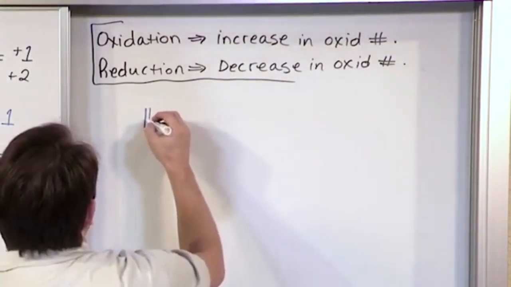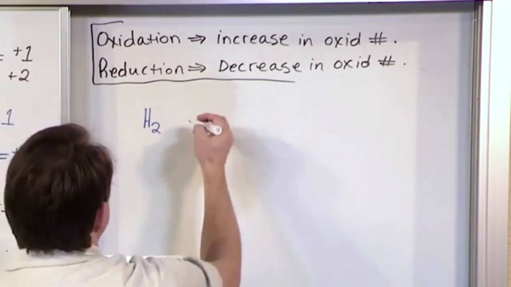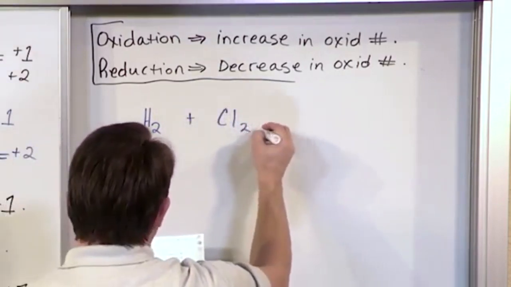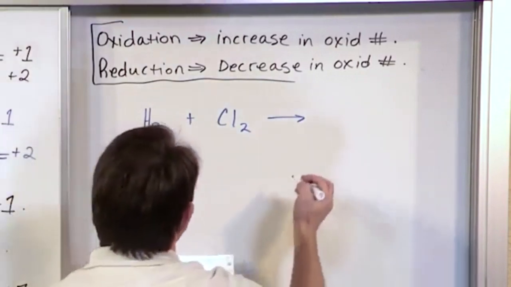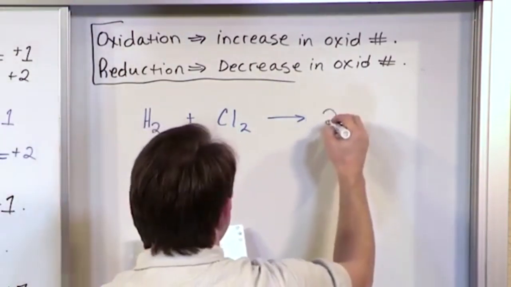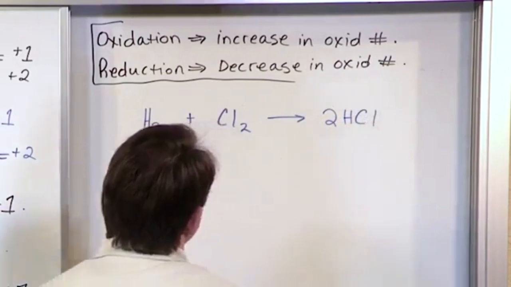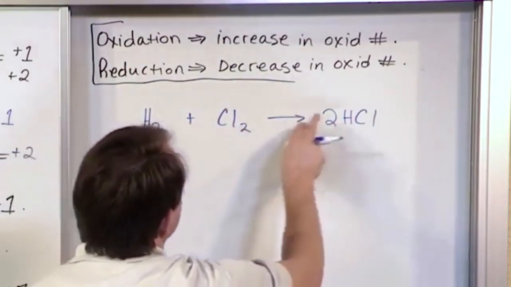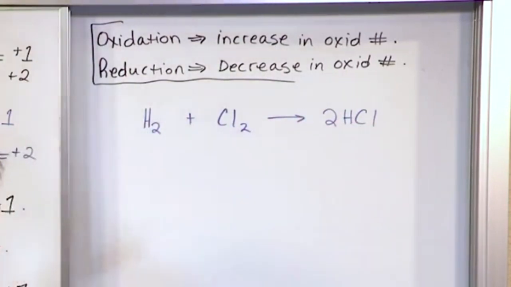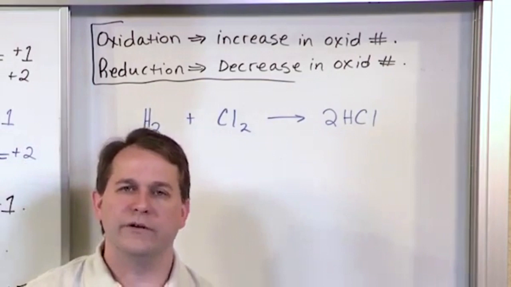So let's say we have hydrogen gas plus chlorine gas, and these are diatomic molecules that are gases, so we just put them as Cl2 and H2. And we say this yields 2HCl. So far this is a balanced chemical reaction. We have 2 hydrogens, 2 hydrogens, 2 chlorines, 2 chlorines. So it's balanced. But let's just say that we would like to know what's oxidized and what's reduced.